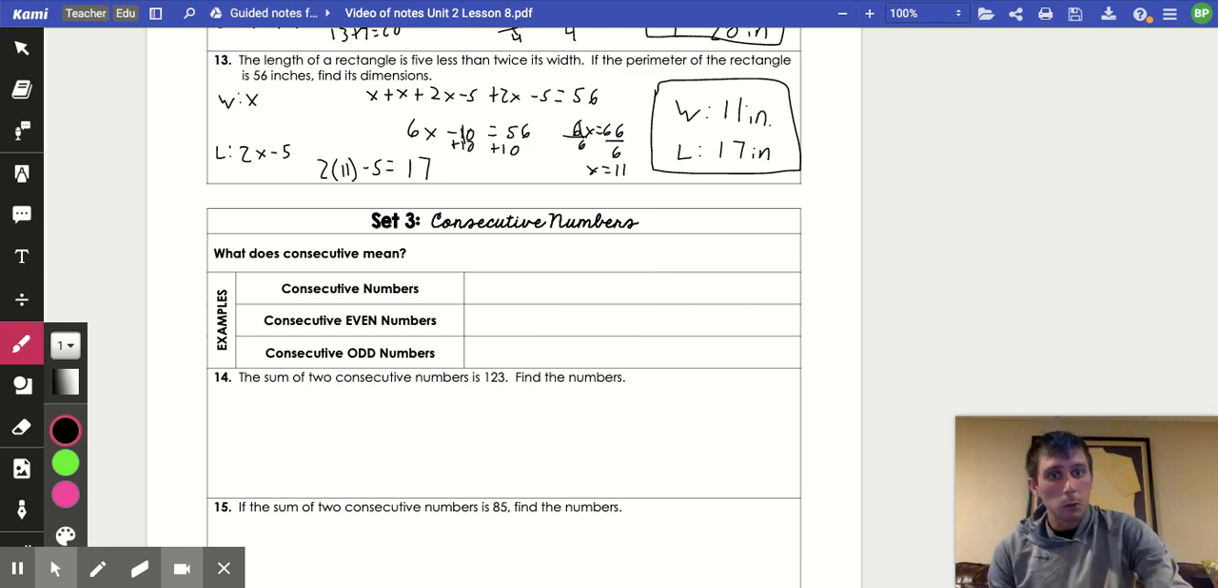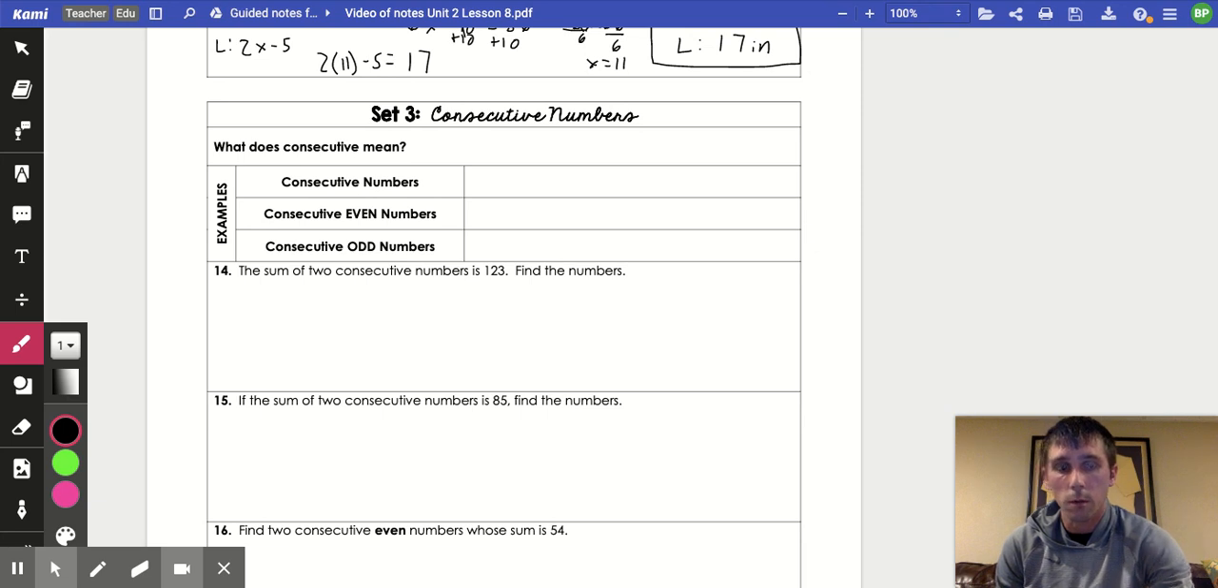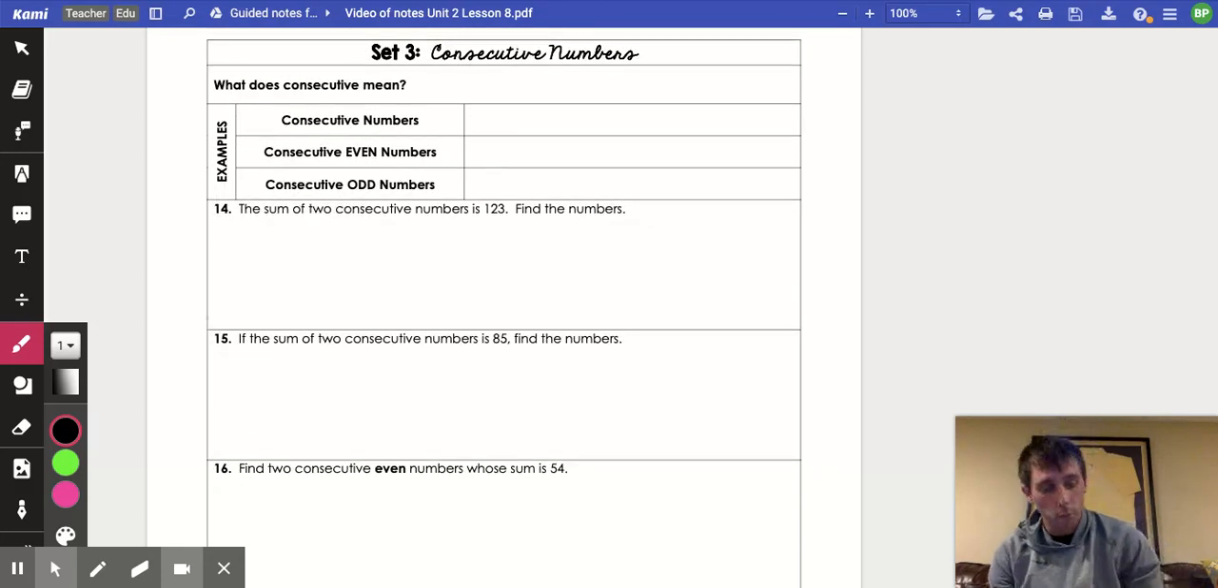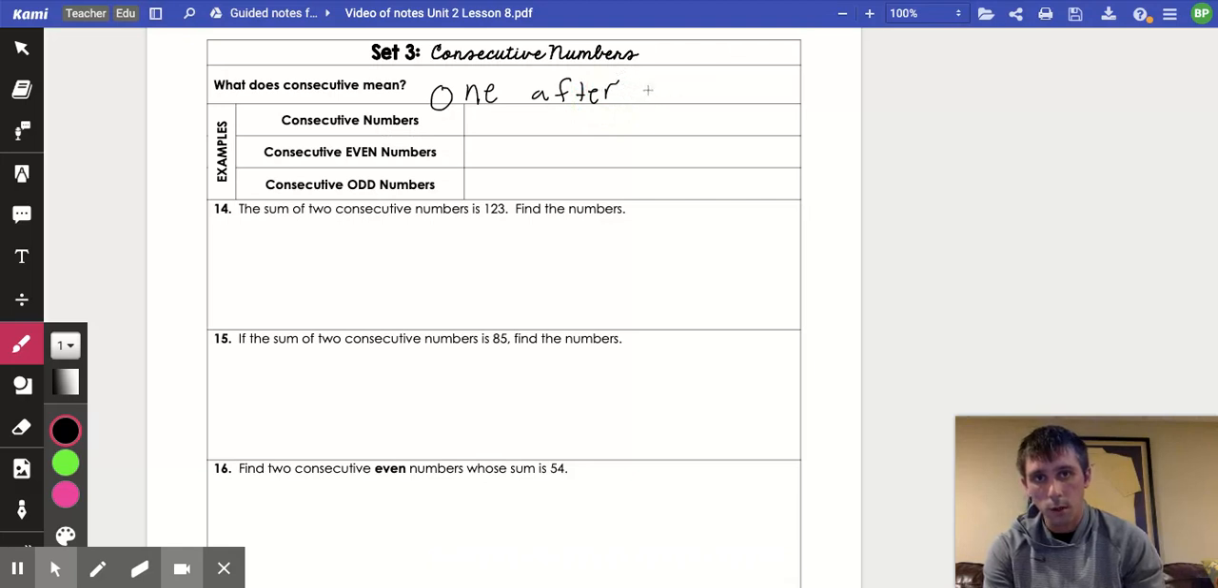All right, guys. So we're gonna finish up the notes that we started on Monday or Tuesday with word problems. We're gonna move to set 3 today, which is just consecutive numbers. All right. So first thing is, what does consecutive mean? Consecutive means one after another. So that's what consecutive means.